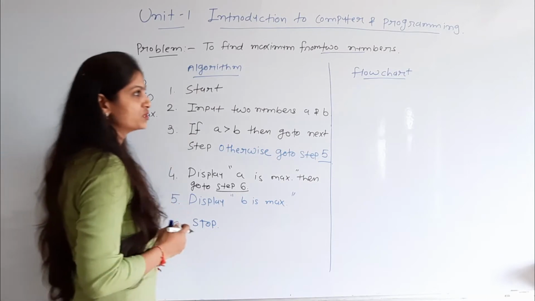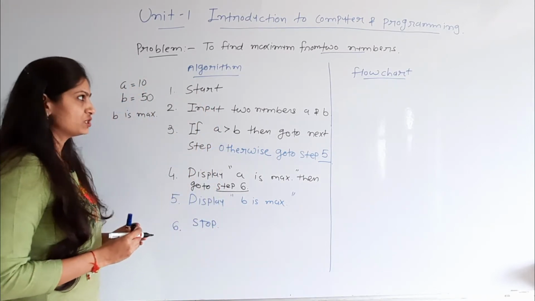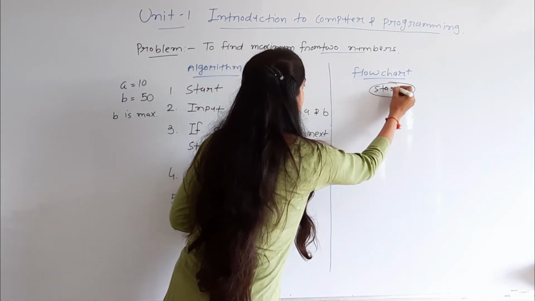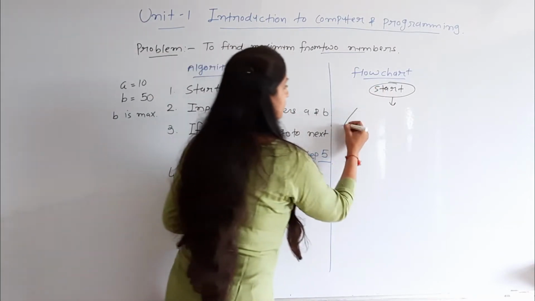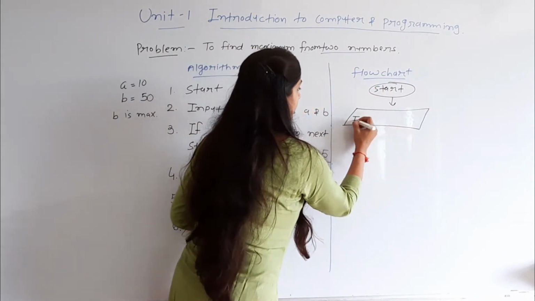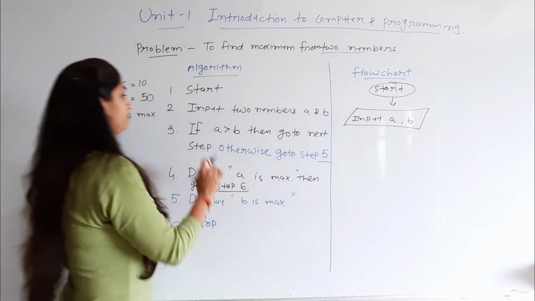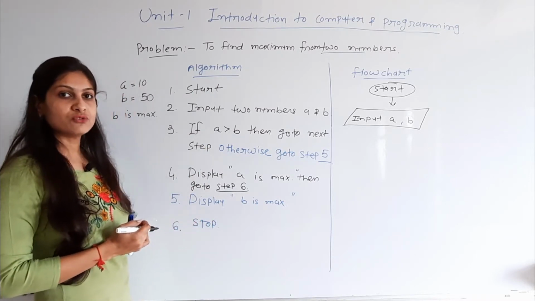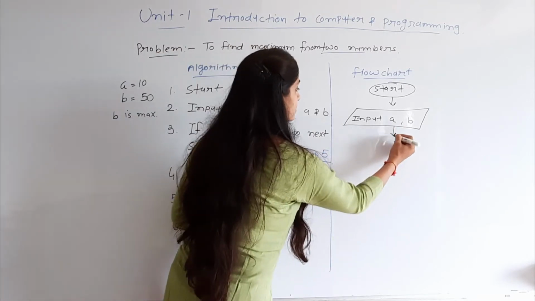Now move to the flow chart. Now you guys understand very well how to draw flow chart. So first we are drawing here start in an oval shape. Second input, and for that parallelogram, and we have to write input A comma B. If indicates our condition, and condition in which shape we have to write? In a diamond shape. So draw the diamond first.